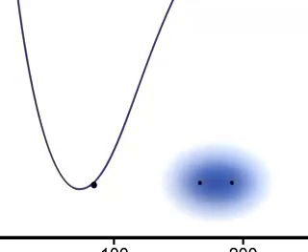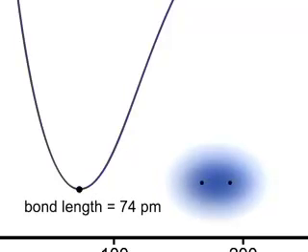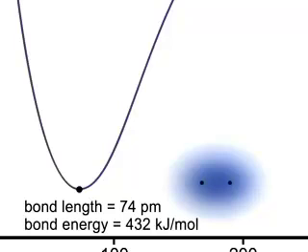In reality, the molecule vibrates, the atoms moving slightly farther and closer at the point of minimum energy. The bond length is the average distance. For H2, it is 74 picometers. The bond energy, the difference between the minimum energy and the starting point, is the energy needed to break a mole of H2 molecules into separate H atoms. For H2, it is 432 kilojoules.